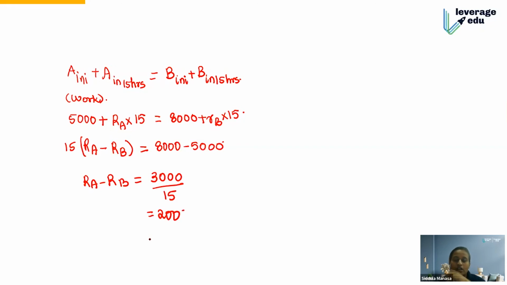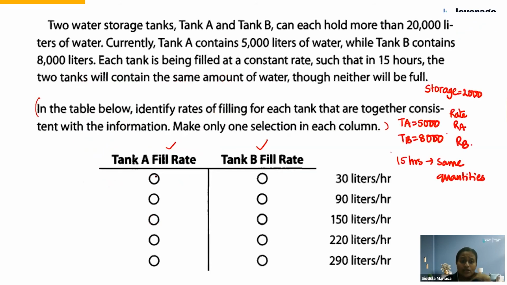Now we got the relation between RA and RB: RA minus RB is 200. This is the calculation point we got. But what is the question directly asking for? Rate of tank A and rate of tank B. So the difference between them is 200. Let's see which options match the conclusion we got from the question. So we see options 30. So there should be 230, not there. 90, 290. Yes, it is. So therefore, for tank A, the filling rate is 290 and for tank B, the filling rate is 90. I hope this is clear, right?